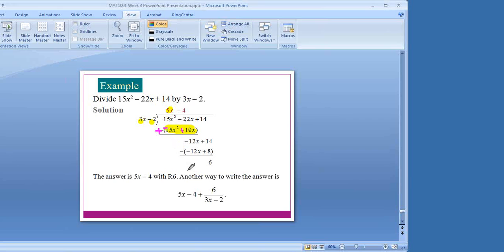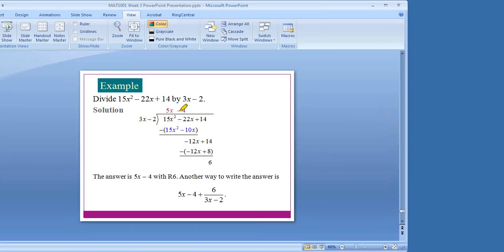15x squared minus 15x squared is 0. If that were not the case, I'd have to try something else. So I'm in good shape. Negative 22x plus 10x is negative 12x. Bring the next number down. And we're just going to repeat this process over and over until we finish the problem. But here we just have one more step. So let's erase all that.